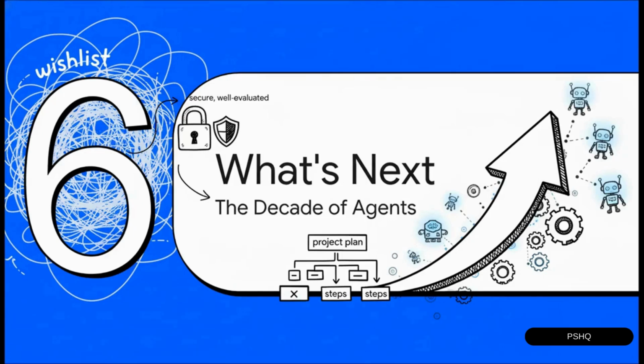So, there we have it. We've gone all the way from a chaotic wish list to a secure, evaluated, and well-designed agent. We've laid out the whole project plan. But I want to be clear, this isn't the end of the road. It's really just the beginning of a much, much bigger shift in how we build technology.